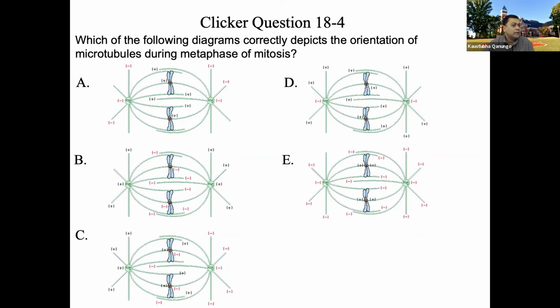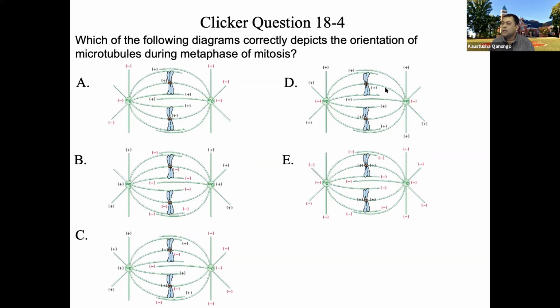All right. Yep, so you can see that D is the correct answer. That is correct. So we saw before, just remember that you always have the spindle pole, and the minus end of the microtubules are always towards the spindle pole. And from there, these are the astral microtubules towards the periphery of the cell.